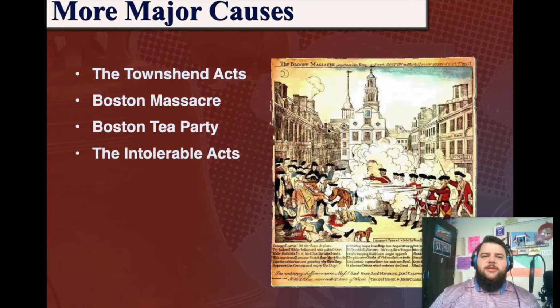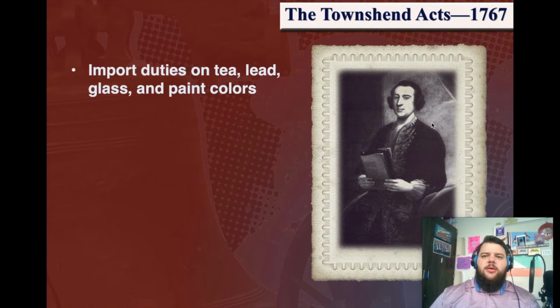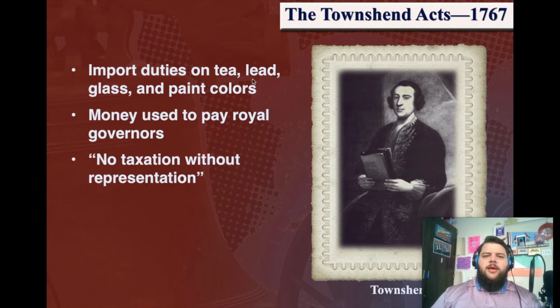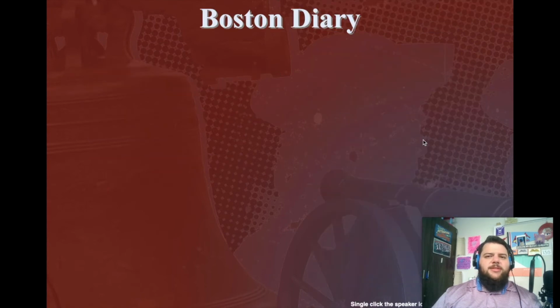So the next few things we're going to talk about. The Townshend Act. This is a duty or tax on tea, lead, glass, and paint. The money that's raised from this is used to pay royal governors, more people that we don't like being here that we're now paying to be here. And this is when you start hearing the cry that we're being taxed, but we don't get any say in government. So there's no taxation without representation. We're not represented, but we're paying all these taxes.